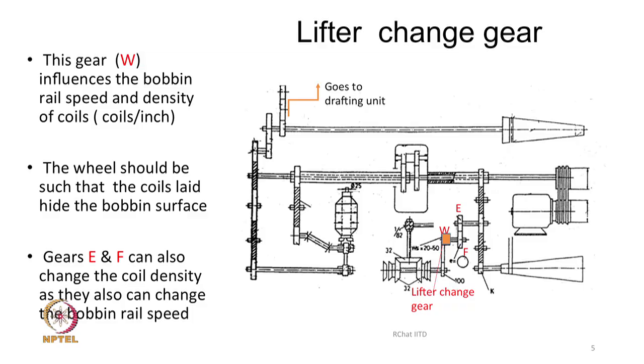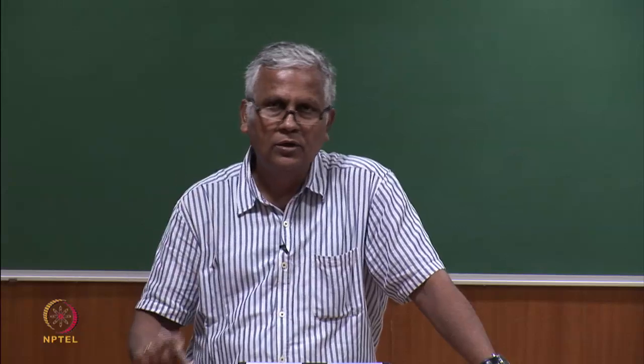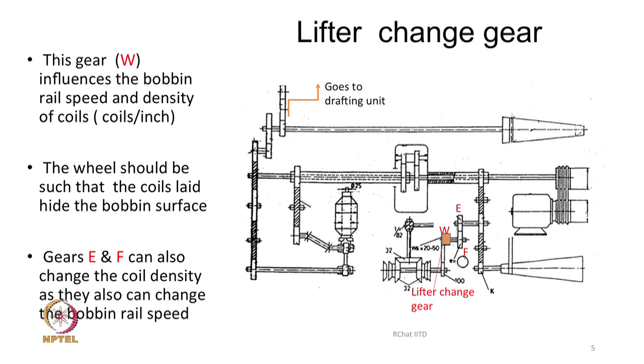Gear E and F can also change the coil density. Coil density basically means coils per inch: how many coils I am generating per inch of the bobbin, as they can also change the bobbin speed. See here, if I concentrate on this side of the gear, theoretically W, E, F, all of them can change the velocity, because ultimately from there the motion goes to the bevel gears, and from the bevel gears it goes to the bobbin rail, which we have already discussed earlier.